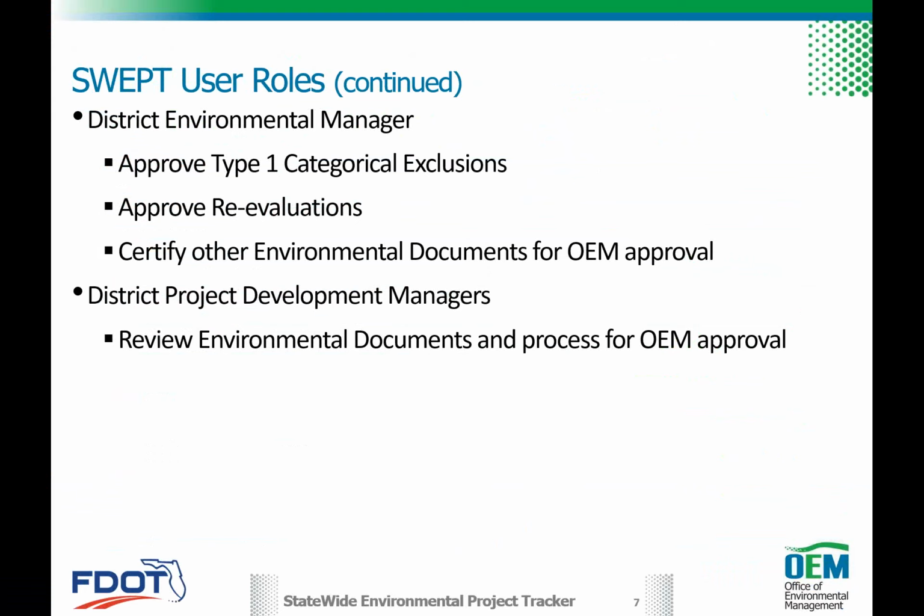We've talked a little bit about the District Environmental Manager. They do have some approvals. Obviously, the Type 1 categorical exclusion is approved down to district level. Again, no change. That's just an electronic process now versus a paper process before.